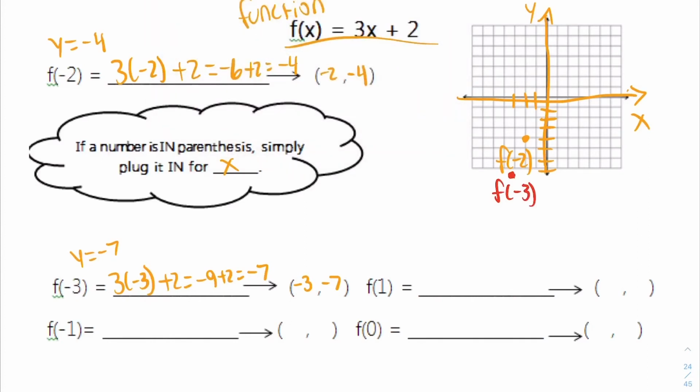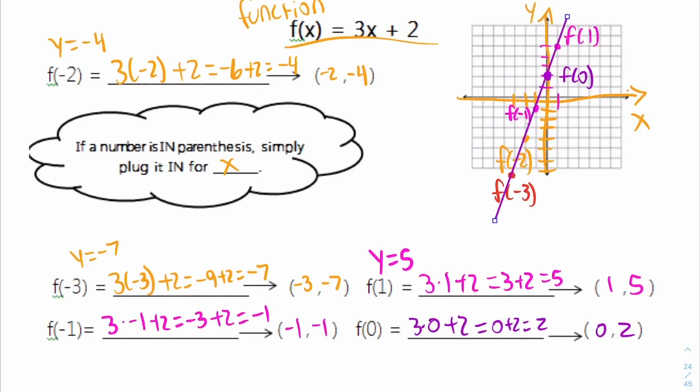Let's do f of 1. 3 times 1 plus 2. 3 plus 2. 5. X was 1. Y was equal to 5 in the end. In today's lesson, you can connect these dots with a line, and you would call that line f of x. In tomorrow's lesson, we'll talk about how not everything should be connected with a line. Some things can stay just dots, but this is something that can be connected with a line.